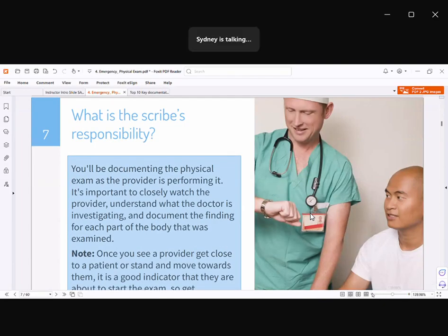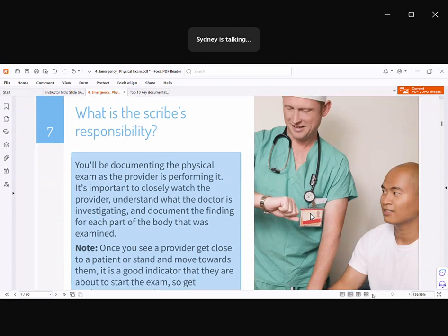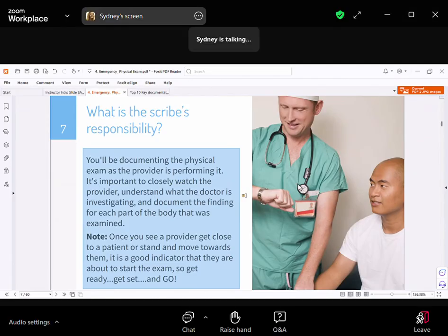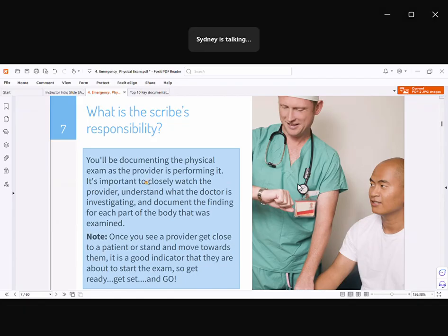Now, the role of a scribe is not to be an expert as far as every minute exam finding. I promise you here now, we are not going to ask you to show up to floor training to demonstrate exam maneuvers. But the thing you want to start thinking about now that we're going to continue to work on in floor training is you have to be able to watch what's going on in the room and have a general understanding of what the doctor is investigating.